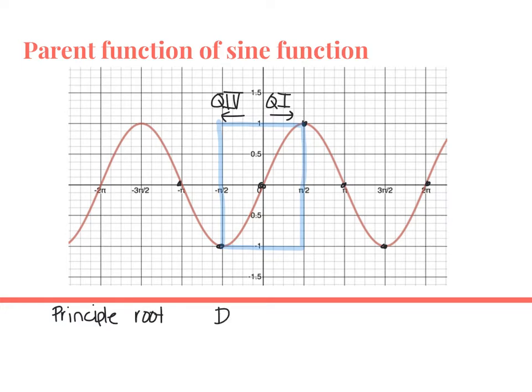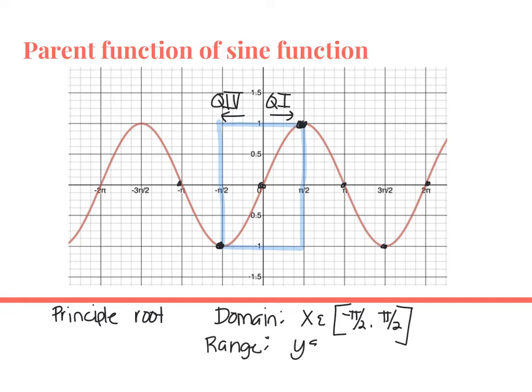So our domain for the principal root is between negative pi over 2 and positive pi over 2. We're using brackets so we get to include those two endpoints on our graph. Our range, which is the y values, is -1 to +1. Again, it's going to oscillate between -1 and +1.